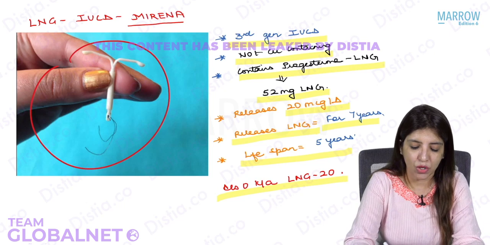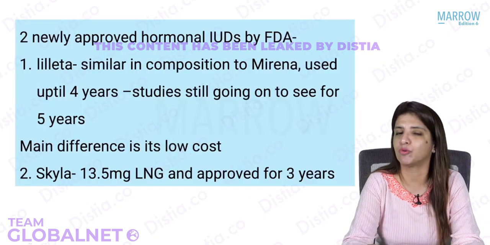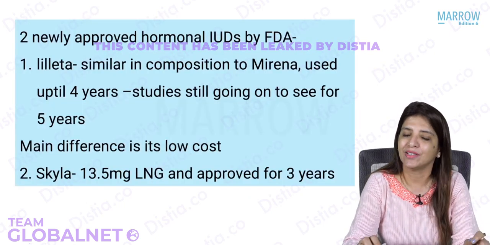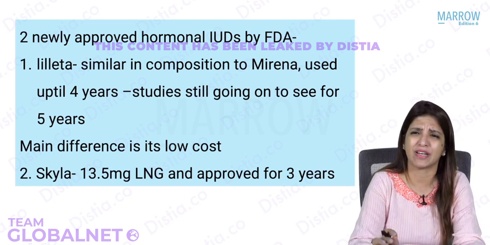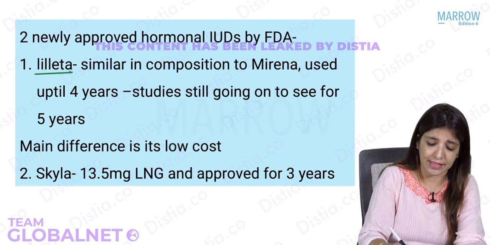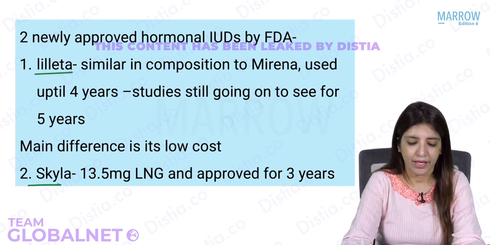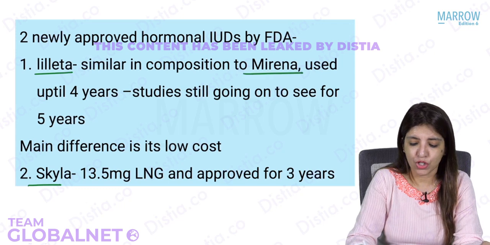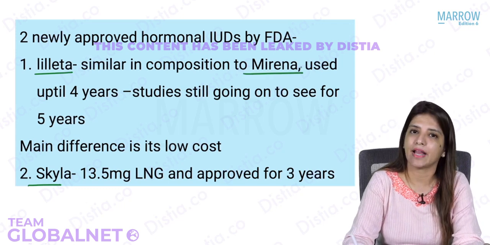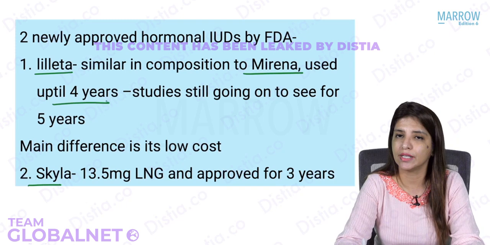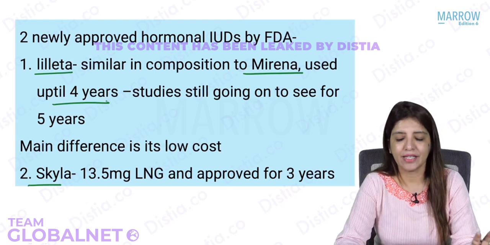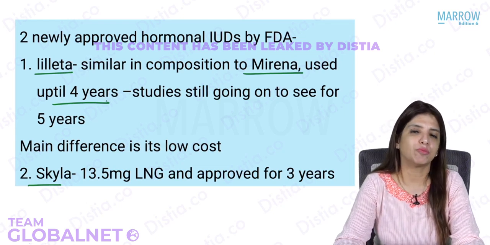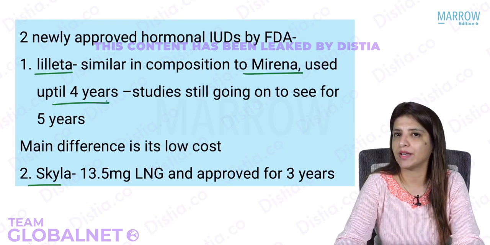Now, these days, we also have two newly approved hormonal IUCDs, and these are just names you need to remember with a few details. One is Liletta and the other is Skyla. Liletta's composition is similar to Mirena and it can be used up to 4 years. So, Liletta is similar to Mirena, but its use is approved till 4 years. Studies are still going on to see whether it can be used for 5 years, but the approved lifespan is 4 years.